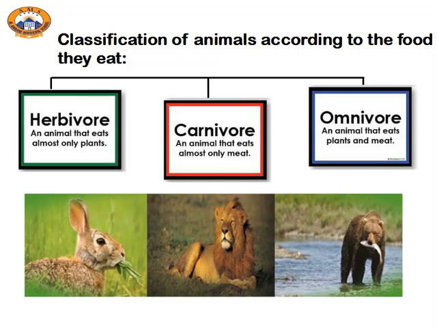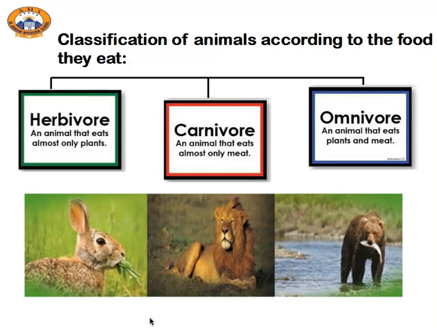We are going to talk about the herbivore, the carnivore, and the omnivore. What are the herbivore animals? It's an animal that eats plants only, like the rabbit. Can you think of another animal that feeds on plants only? Yes, the giraffe feeds on plants, and also the elephants.